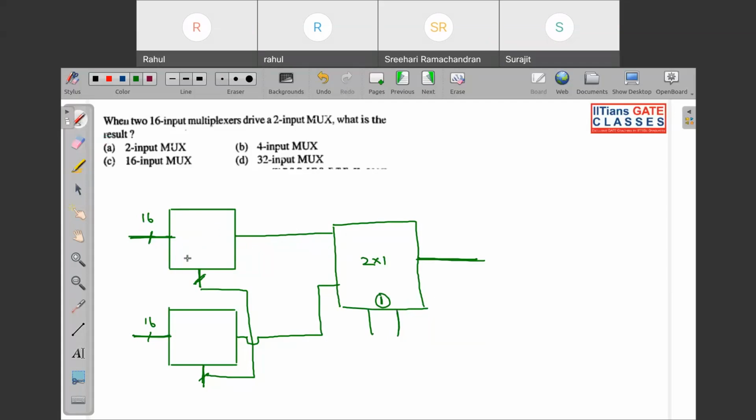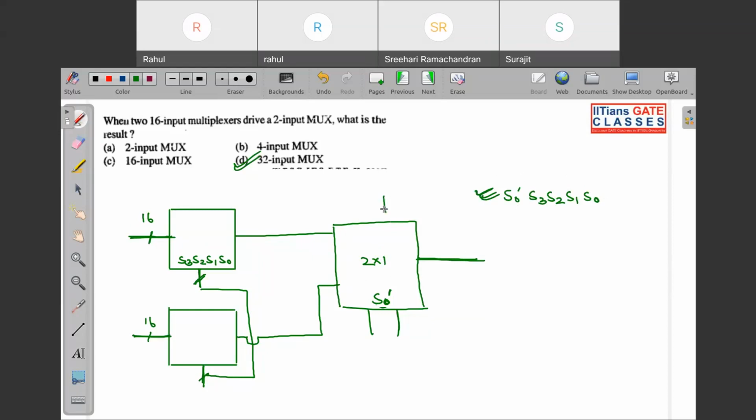See, selection lines will be like S3, S2, S1, S0, and over here, let me write it as S0 dash. So what will be the order in which the selection lines will be written? Can you tell me? This will be a 32 input mux, but I want to know what will be the selection line order. S0 bar, S3, S2, S1, S0. Yes, very good. S0 bar is MSB. This is the correct answer.